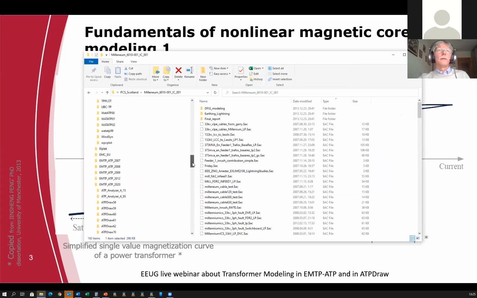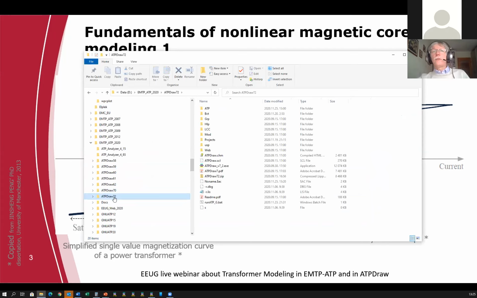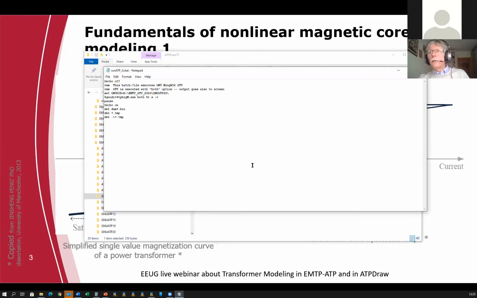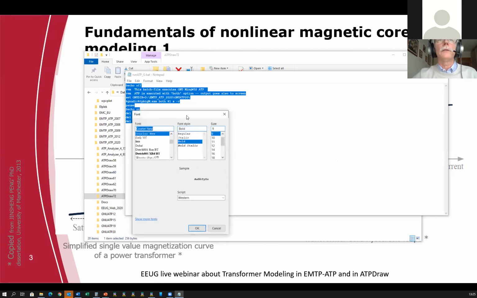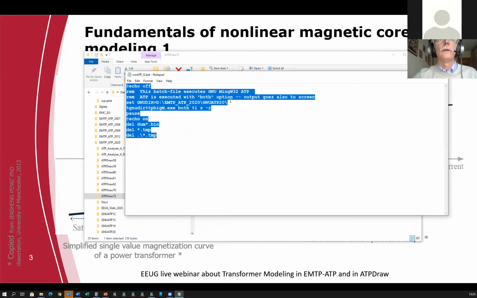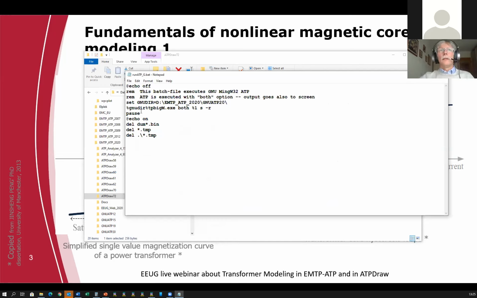You see my Windows system with many different ATP draw versions, but now we have used the latest one. For me, the EMTP command is always executed by this batch file. I think many of you are familiar with it. If you open this batch file, I don't know how to increase the font. I can try to increase it a bit. Okay, maybe you can see it more clearly. The key is this one.